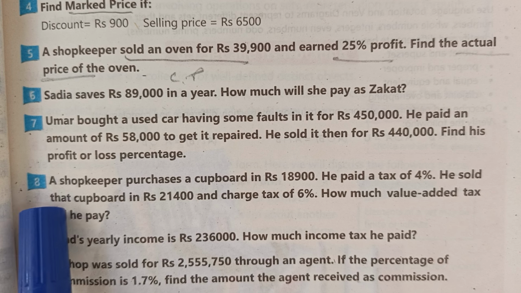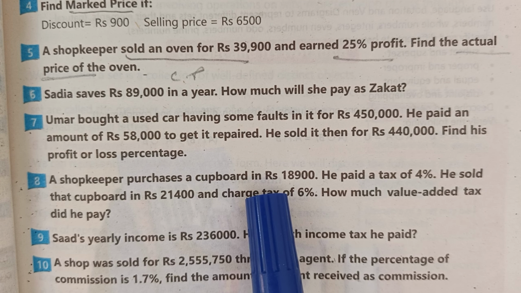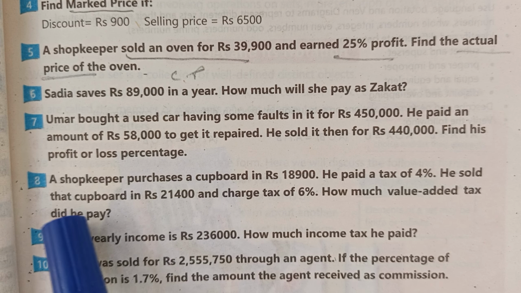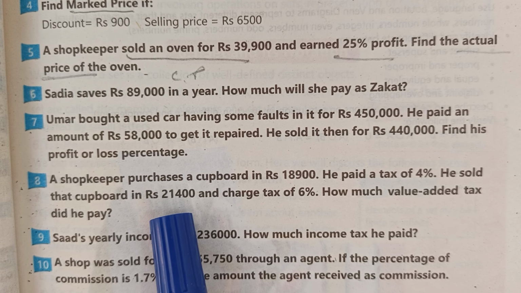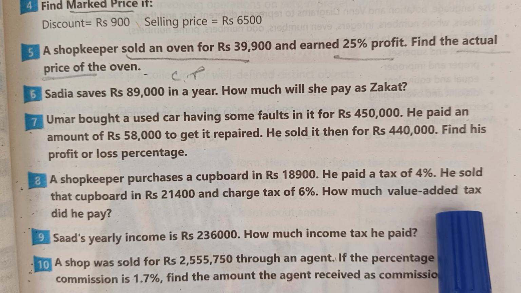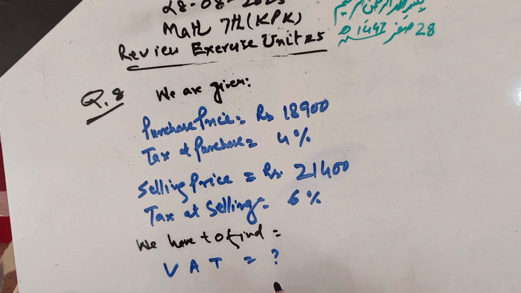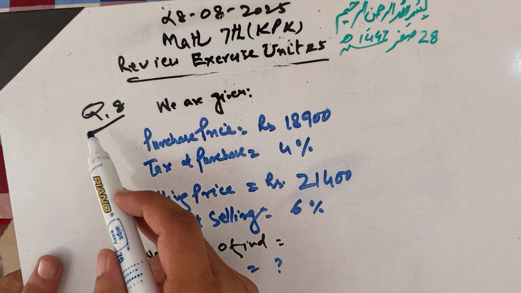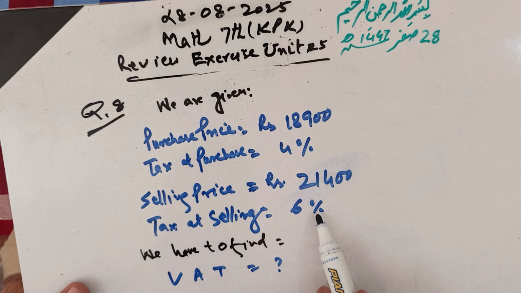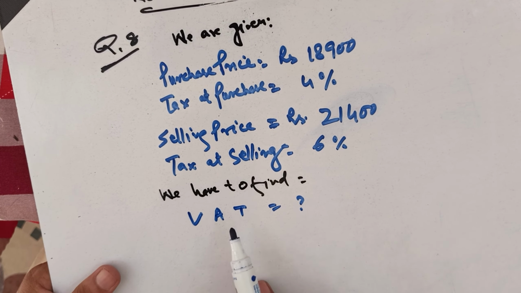Question number 8. A shopkeeper purchases a cupboard for rupees 18,900. He paid a tax of 4%. He sold that cupboard for rupees 21,400 and charged tax of 6%. How much value added tax did he pay? Moving towards the whiteboard, in question number 8, we are given the purchase price of the cupboard 18,900, tax at purchase which is 4%, selling price rupees 21,400, and tax at selling price 6%, and we are asked to find value added tax.